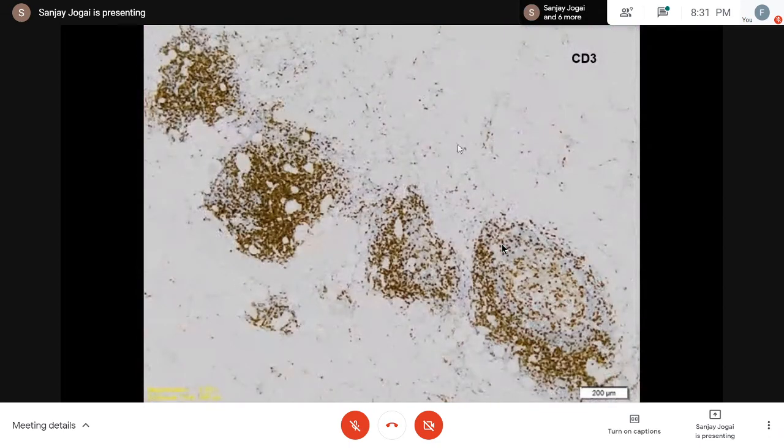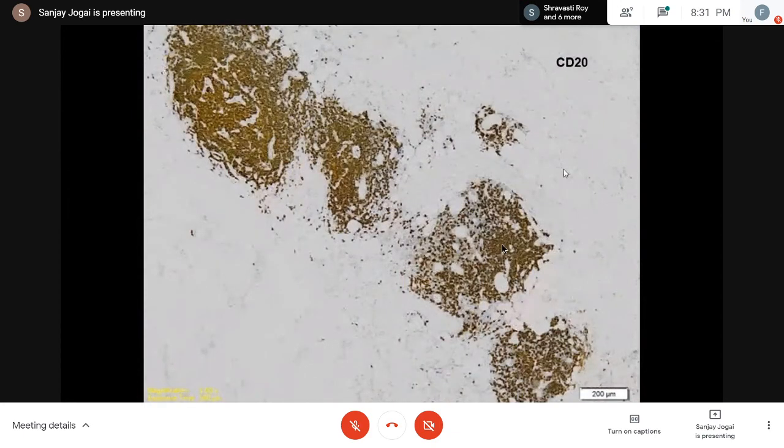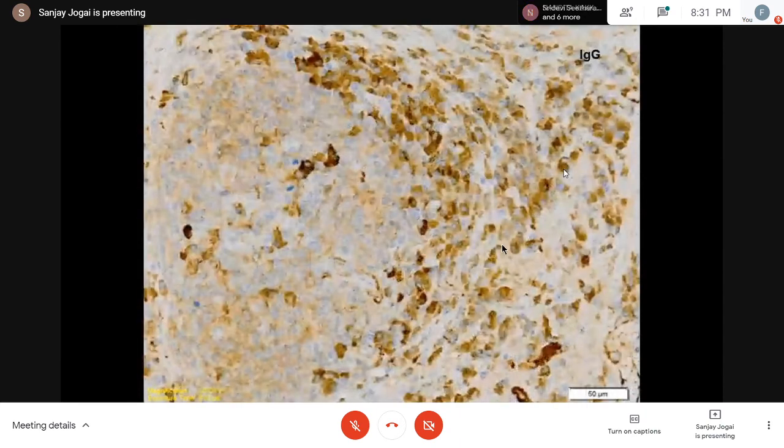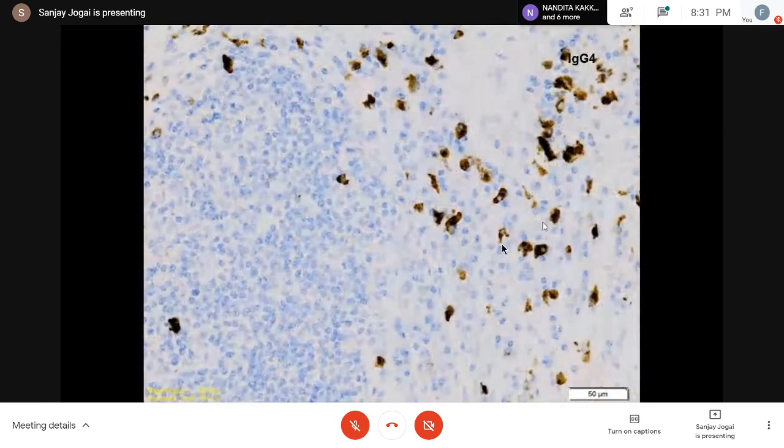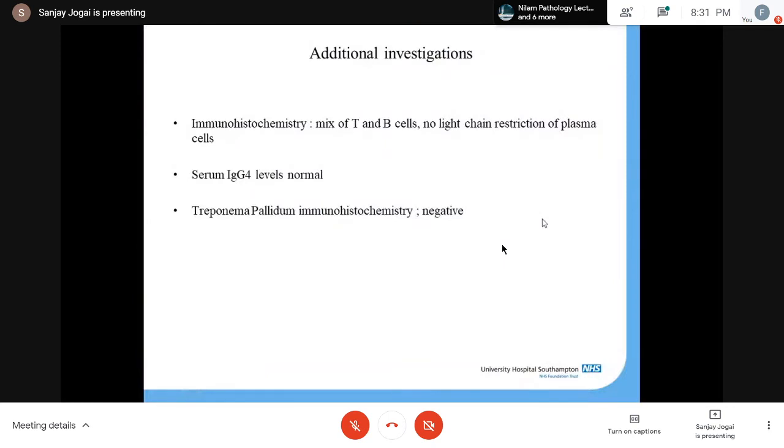Then we did immunos as well, because there was a very heavy lymphoid component. Lots of T cells, but a lot of B cells as well. Now, because there were plasma cells, I got interested whether this could be a presenting form of IgG4 disease. So this is IgG, lots of IgG positive cells. There were a few, but not that numerous. So we also sent for serum IgG4 levels. They were normal.